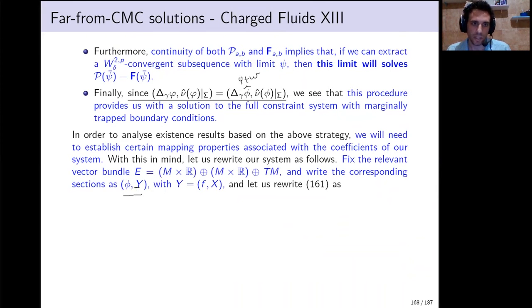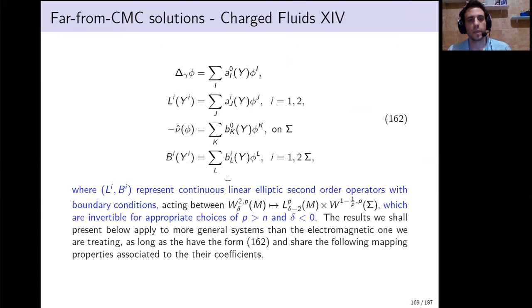And then we are denoting this y by the combination of the electric potential and the vector field x. Okay, and we are rewriting our system in this fashion. So these are the equations on M, and these are the boundary conditions on the boundary sigma.